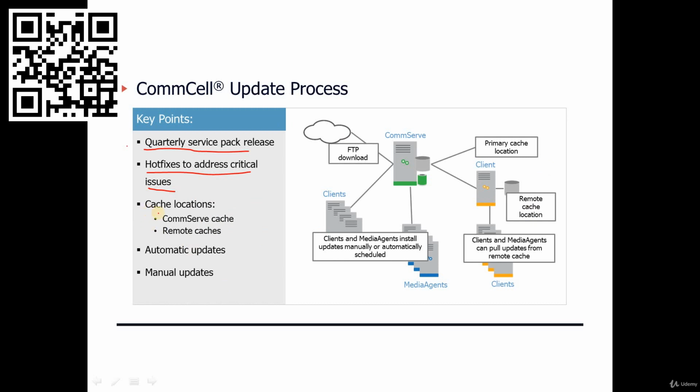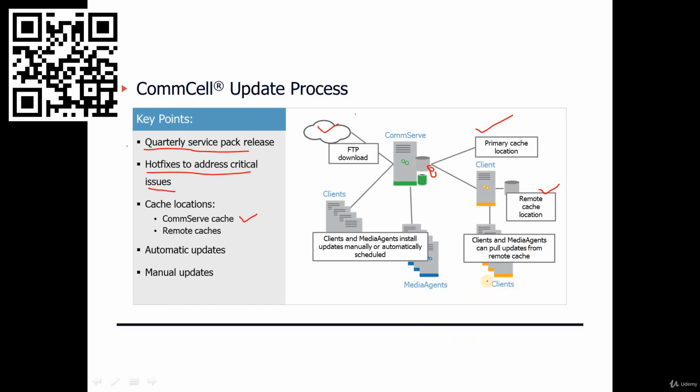Now the cache that we update, we can download the cache software directly from the CommVault cloud account into our local cache. So when I have a local cache on my CommServe, that is known as my primary location. My CommServe will hold the local cache, which is the primary cache location. If I want to have a secondary cache location or I want to distribute it to different remote sites, I can also set up a remote cache location as well.